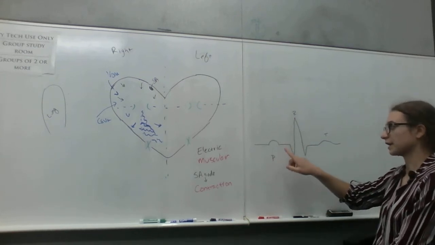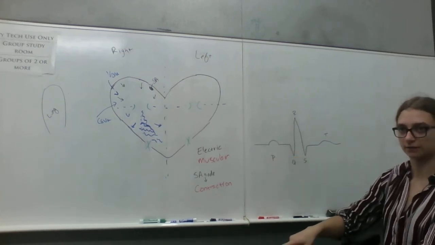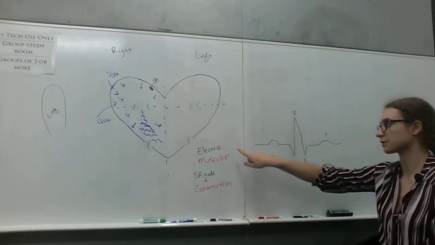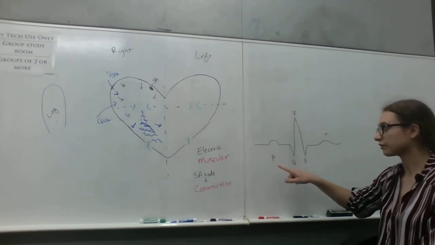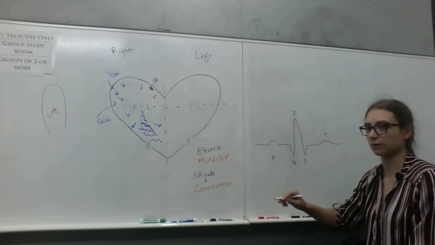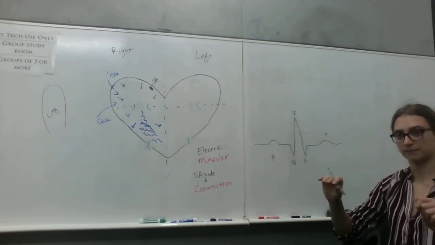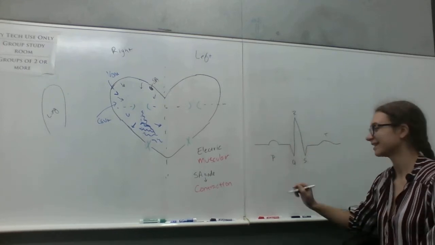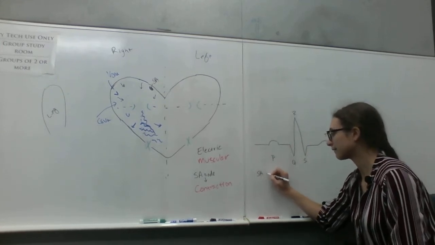So you're going to have the electric impulse, and then your heart's going to have the action. And so it's going to go from electric to muscular. So right now, the SA node fired, and that was at the P wave. So if you want to have your worksheet number 3, you can fill it in at the same time.